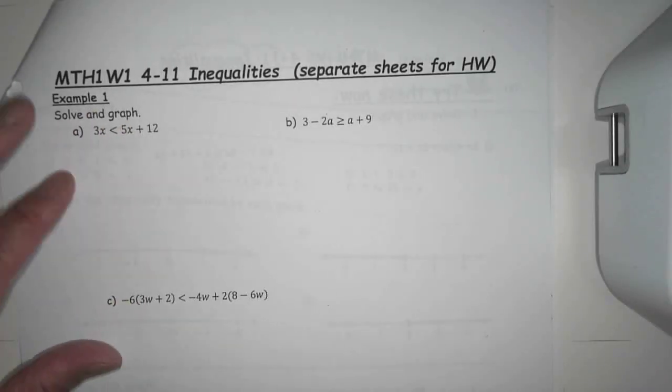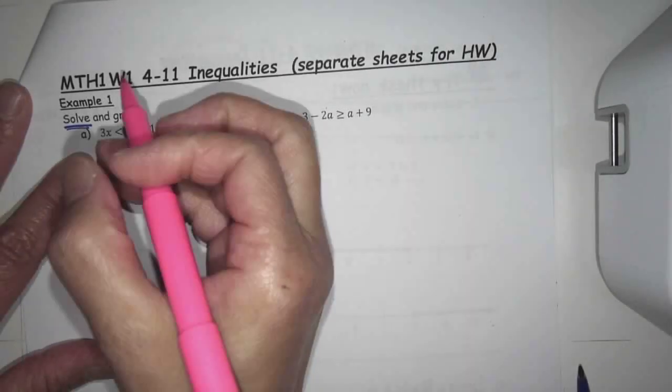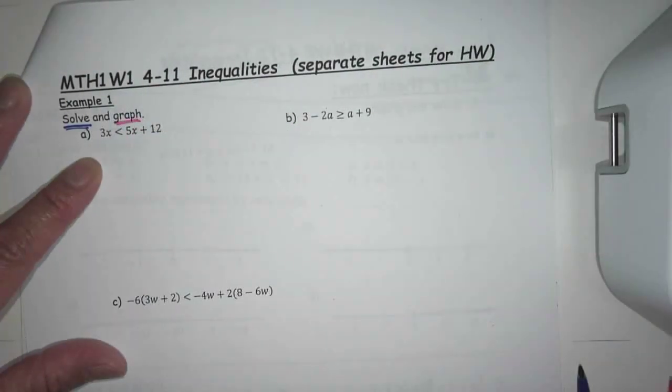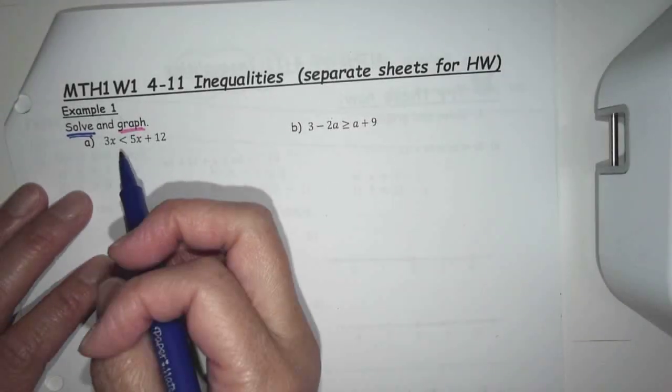So we're going to do two things. I'll solve it here first, and then I'm also going to graph it. Okay, so I'm going to do two things for this question: solve and graph. Always read the question. Okay, so the first thing I'm going to do is solve it.